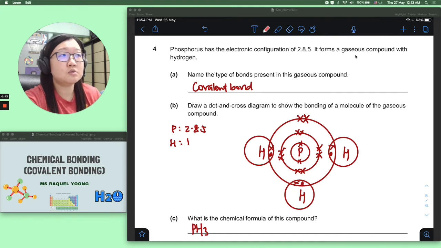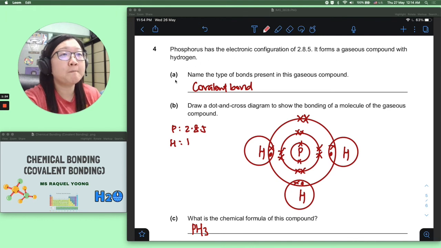Then you notice it also tells you that it forms a gaseous compound. If you can recall the physical properties of both ionic and covalent compounds, they're very different. Ionic compounds have high melting and boiling points because of the strong electrostatic force of attraction between the ions, right? For covalent, it's the other way around. The weak intermolecular force of attraction is easy to overcome, therefore the low melting and boiling point. So that's why over here, it will exist as a gaseous compound at room temperature and pressure because of the low melting and boiling point, right?